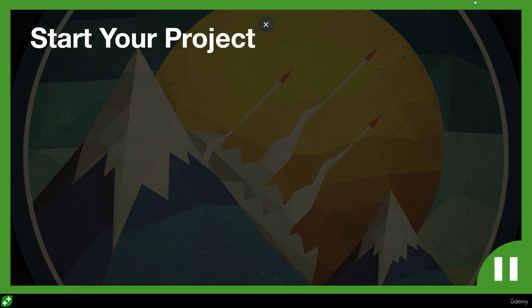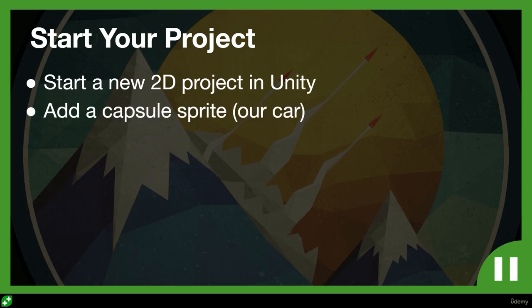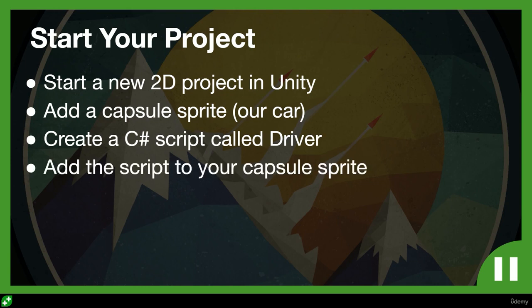We're going to start this lecture off with a challenge right from the get-go. I want you to start a new 2D project in Unity. So open up Unity Hub, start yourself a new project, call it whatever you like. Mine will be called Delivery Driver. And then once the project is open, I want you to add a capsule sprite, and that's going to be our car. And then I'd like you to create a C# script we'll call driver. And then I'd like for you to add the script to your capsule sprite as a component.